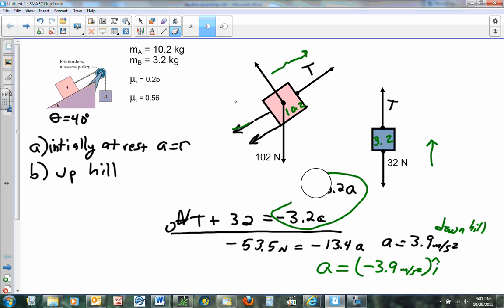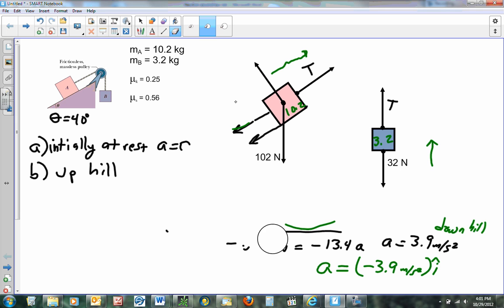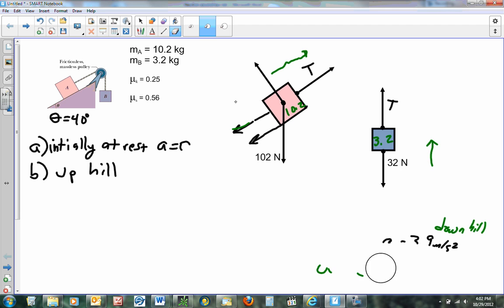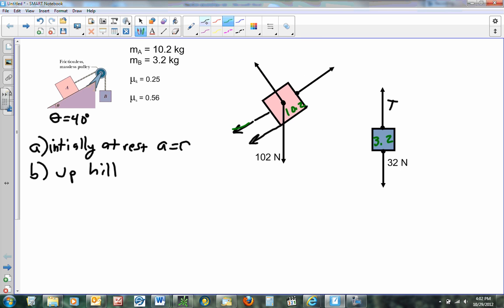Now the last question, and I'm going to erase all this stuff. The last question is, what if I give it a shove downhill? What happens if I give it a shove downhill? Well, that's the direction it kind of wants to move anyway, so that's going to do something for us there. So I still have T here. I still have 66. That hasn't changed.